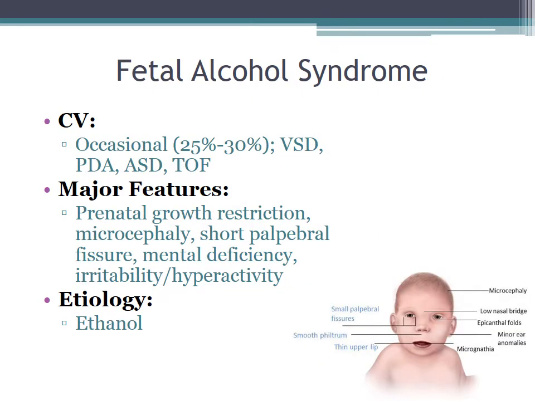Fetal alcohol syndrome is occasionally linked with cardiovascular anomalies, most commonly VSDs, PDAs, ASDs, tetralogy of Fallot. The major features are prenatal growth restriction. They have microcephaly, short palpebral fissures. They have mental deficiency, and they're often irritable or hyperactive. And, of course, the etiology is ethanol ingestion.